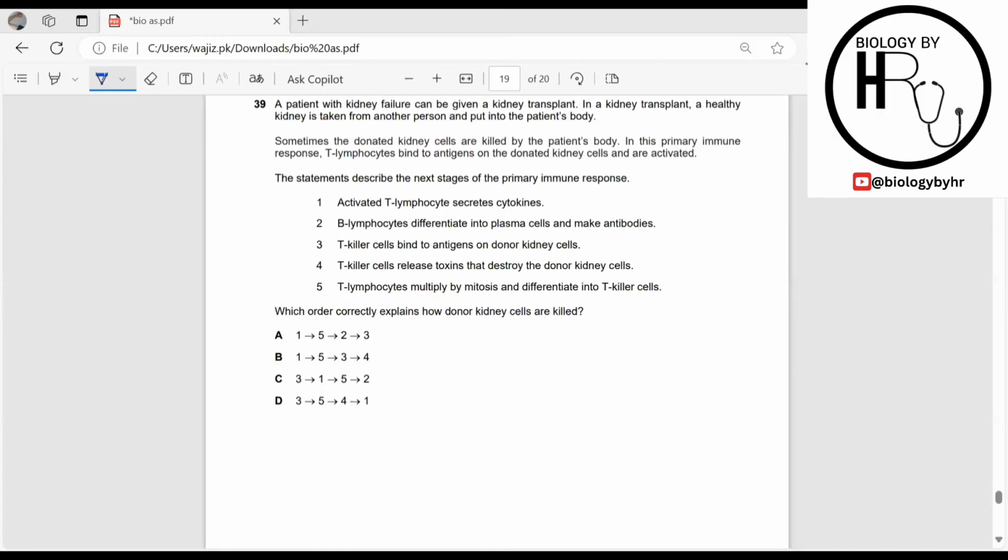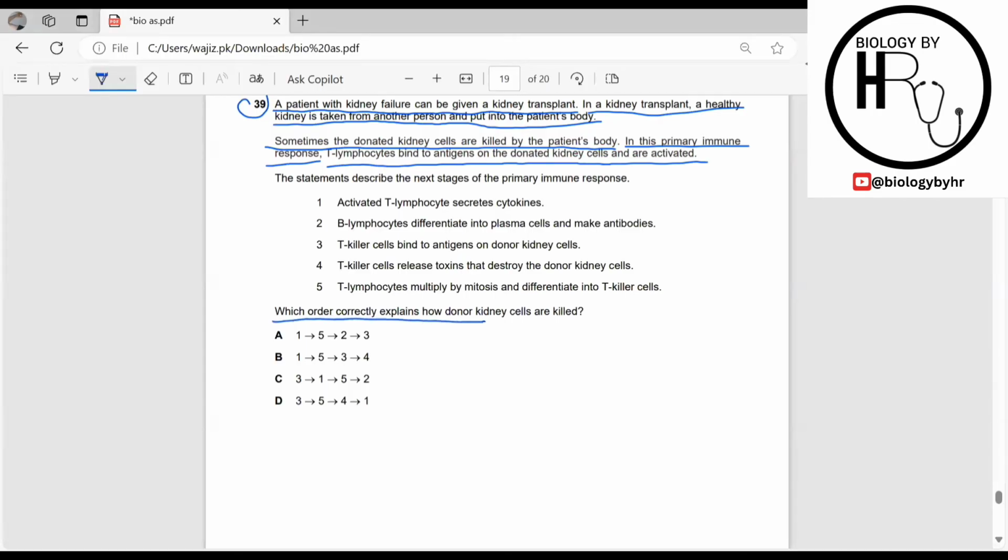Question number 39 over here is saying that a patient with kidney failure can be given a kidney transplant. In a kidney transplant, a healthy kidney is taken from another person and put into the patient's body. Sometimes the donated kidney cells are killed by the patient's body. In this, the primary immune response, T lymphocytes bind to the antigen on the donated kidney cells and are activated. Which statement correctly explains how the donor kidney cells are killed?